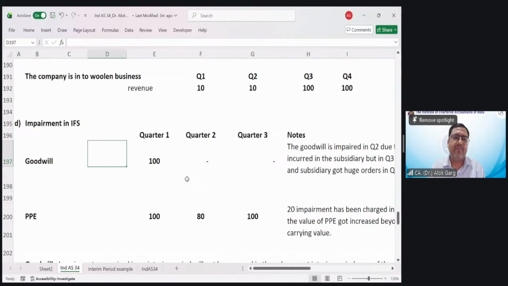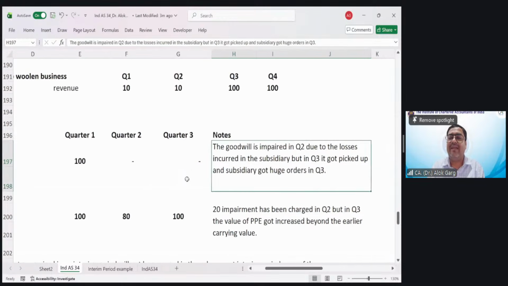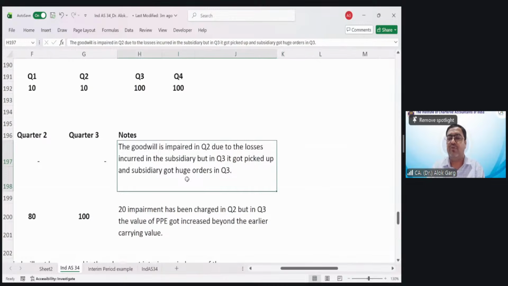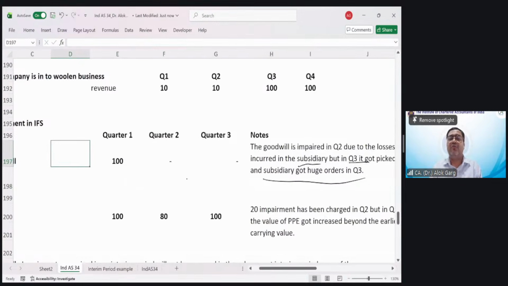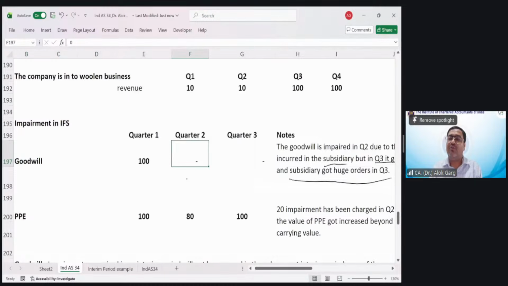Let me tell you. Friends, in quarter 1, there is a goodwill of 100 crores. In quarter 2, this goodwill will become 0. Why? The goodwill is impaired in quarter 2 because of the losses incurred in the subsidiary, but in quarter 3 it got picked up and the subsidiary got huge orders in Q3. So in quarter 2 you made this goodwill 0. You impaired this goodwill. In quarter 3, should I reverse this impairment? Answer is no. Goodwill once impaired cannot be reversed even in the subsequent quarter of the same year.